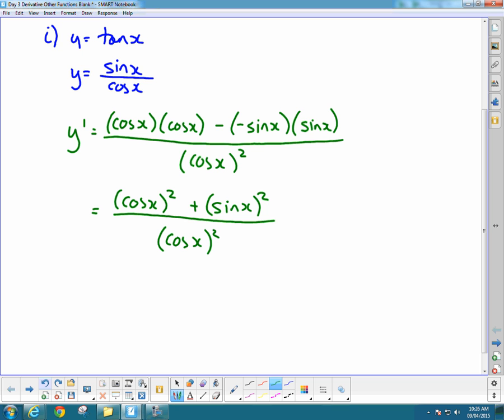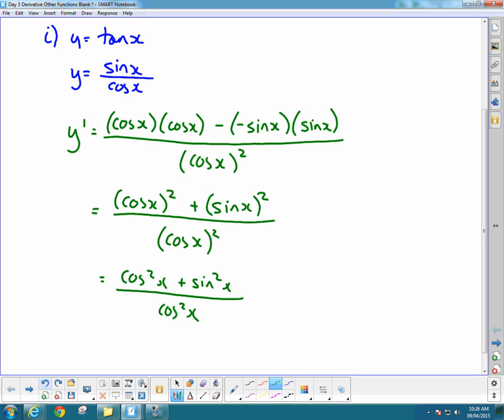Now we might be tempted to cancel these coses here, cancel this and this, but we can't because the top is attached through addition. So we can't do that canceling. But we can make it look a little bit more familiar. Instead of writing cos x all squared, we're going to write it like we normally do, which is cos squared x. And then over here we have plus sine squared x all over cos squared x.